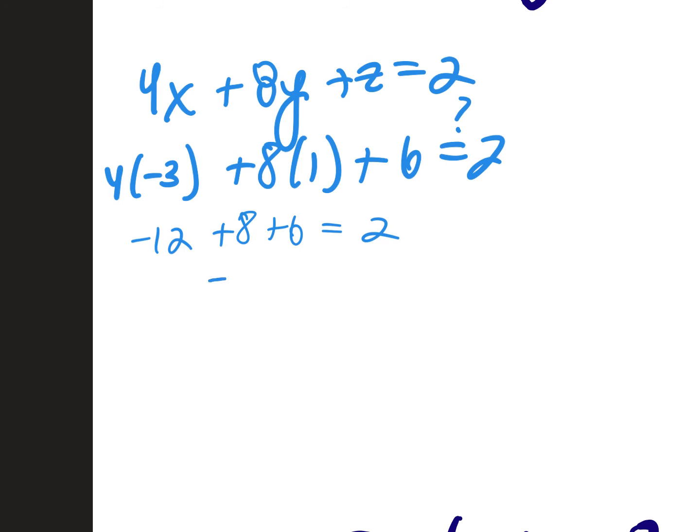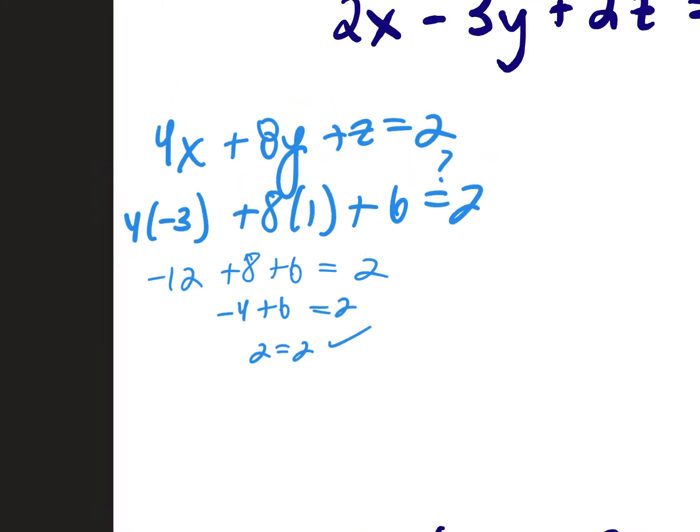Negative 12 plus 8, right? Negative 4. Negative 4 plus 6. And then what's negative 4 plus 6? That's positive 2. Does 2 equal 2? Yes. Guys, you always want to do order of operations. I know that 8 plus 6 is 14, and then negative 12 and 14. But always do order of operations. So we're good there. First one.